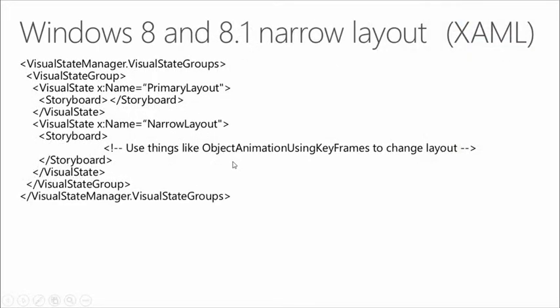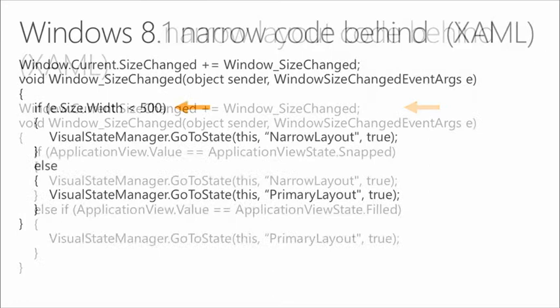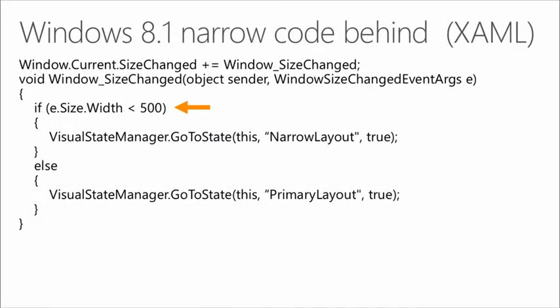So for Windows 8.0 and 8.1 narrow layout for XAML, I would define the narrow layout as just a new visual state, right? And then in Windows 8, I would have asked, if the window size changed, whether my app was snapped or filled. But in Windows 8.1, of course, I want to say, is the size of the window less than, for example, 500 pixels for this particular app, if it was going to support 500 pixels down to 320.